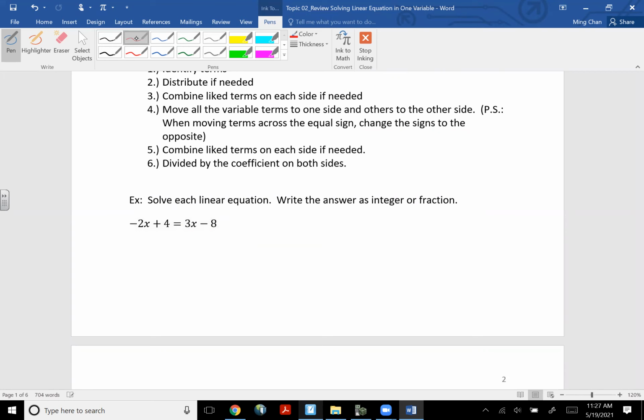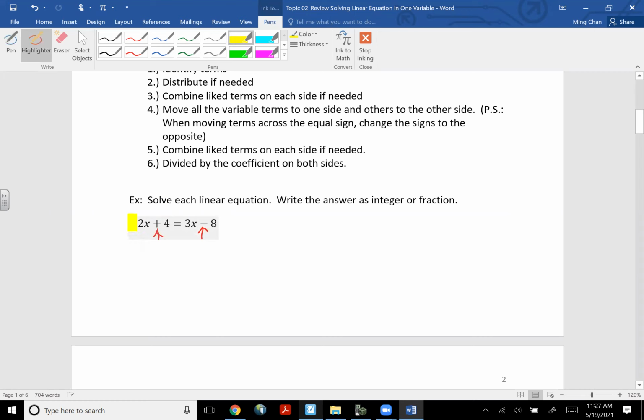So this equation, I should have 4 terms: negative 2x, positive 4, 3x, and negative 8. None of the 4 terms has parentheses, so I will not need to do any distribution. Combine like terms on each side. The left side, these 2 terms are not like terms, cannot be combined. These 2 terms on the right are not like terms, so I cannot combine them. So step number 4, move all the variable terms to the same side.